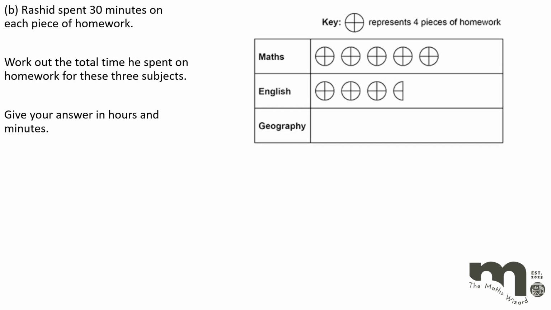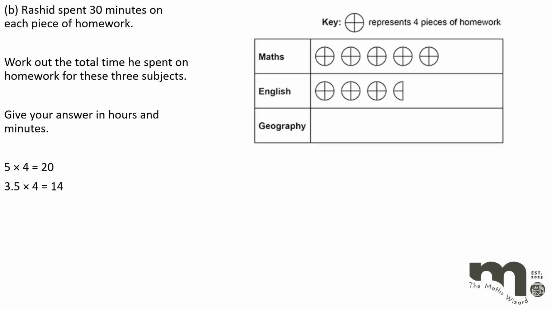Okay, next question does have a few more steps involved. So there's a few ways you can approach this. There's a couple of ways in the mark scheme for this question that you can tackle this. So I'll show you this one. So first of all, if we take each subject individually, for the maths we've got 5 circles with 4 pieces of homework for each circle. So he's done 20 pieces of homework for maths.